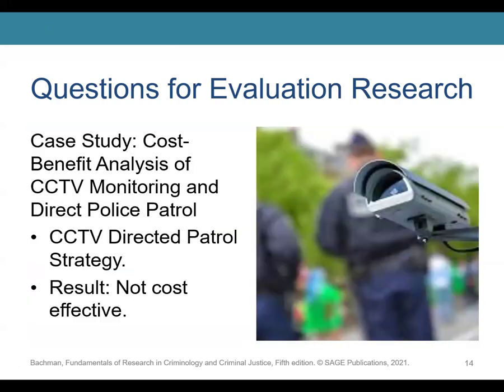The closed circuit TV, the cost benefit analysis and monitoring and direct patrol. This was a study of a program used to pair proactive TV monitoring with direct police patrol, which is called the CCTV directed patrol strategy.